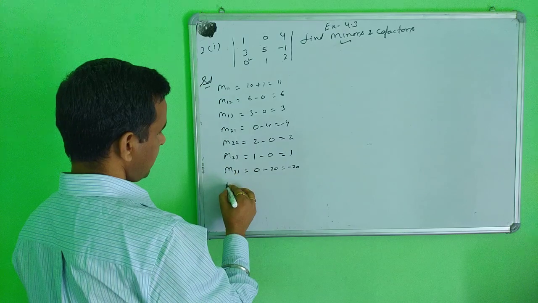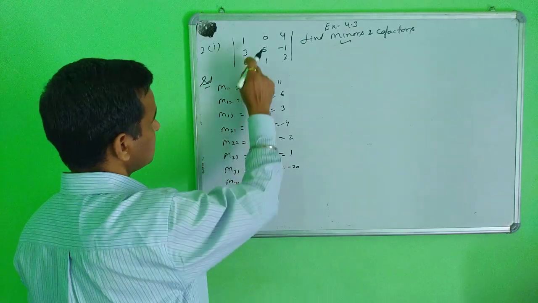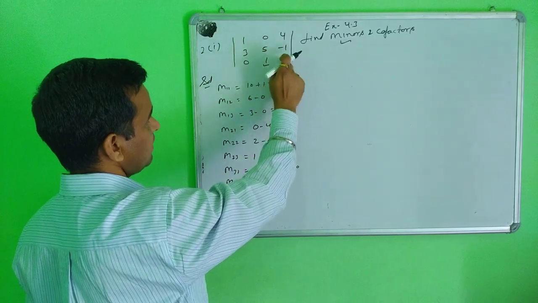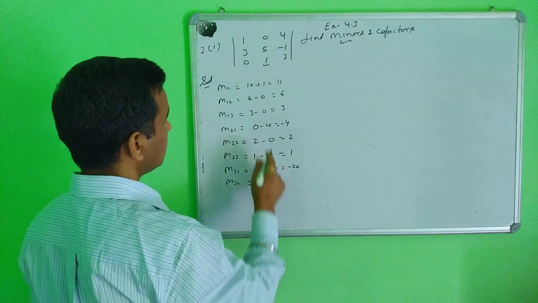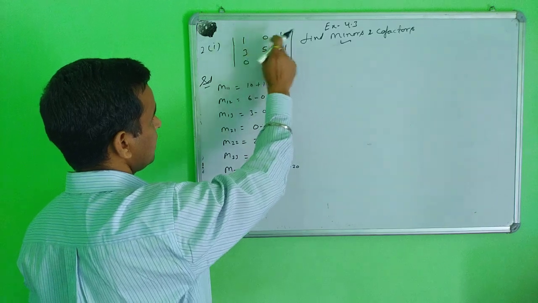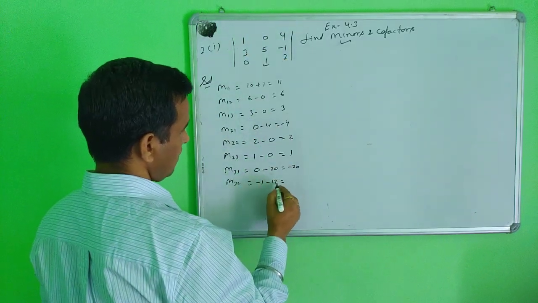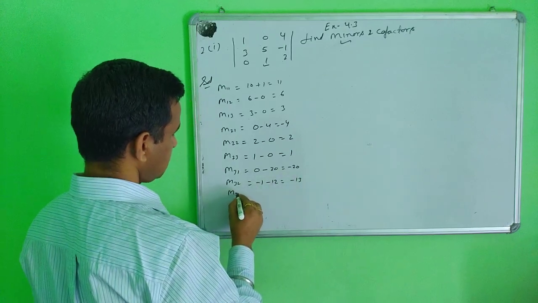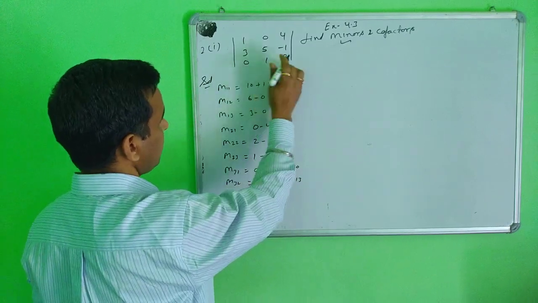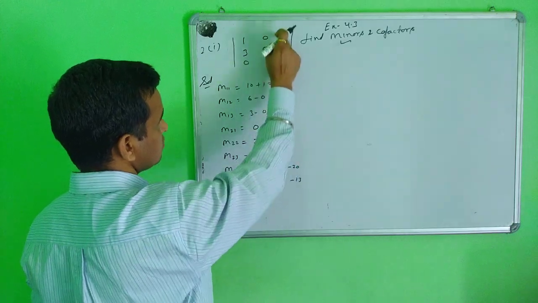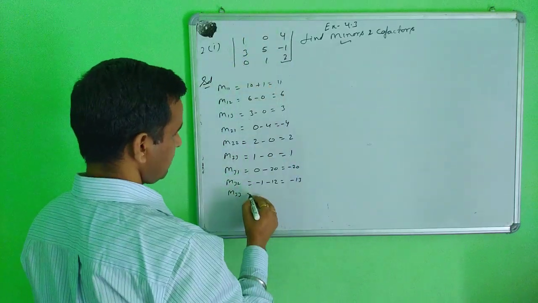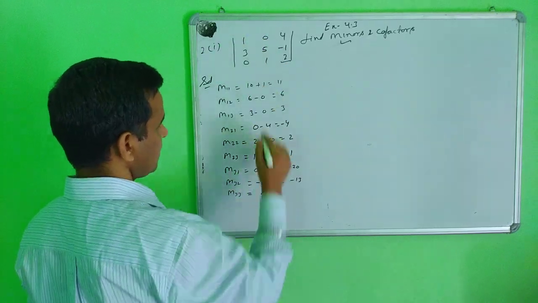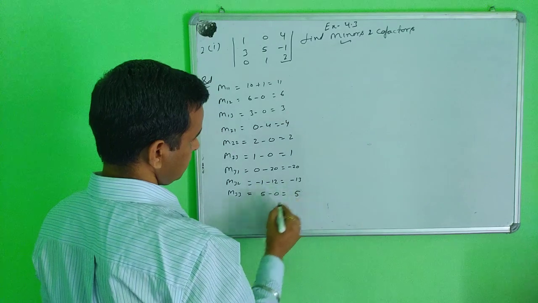So next, the minor of 3 2. This element, I am finding the minor, this column and this row will be hidden. So minus 1 times 1, and minus 3 times 4 is 12, minus 12, so minus 13 comes here. Next, last, 3 3, the minor of this element. This row and this column will be hidden here. 5 times 1 is 5, minus 0. So 5 comes here.